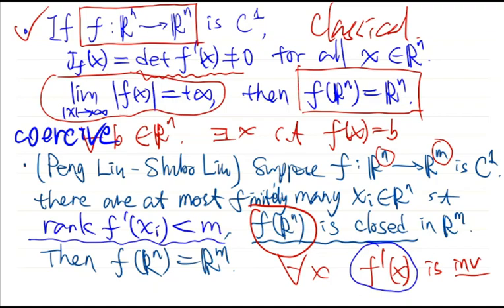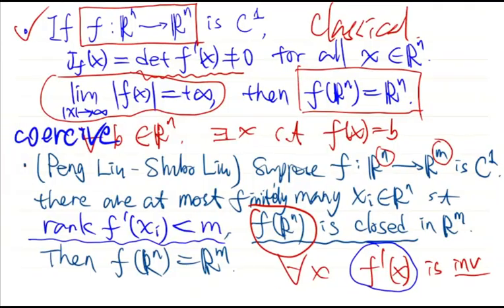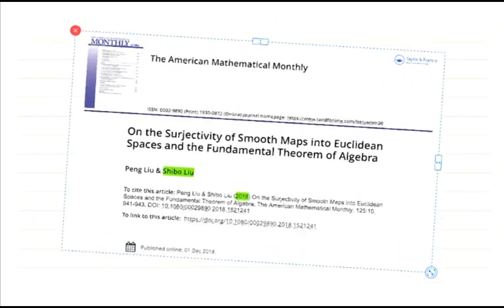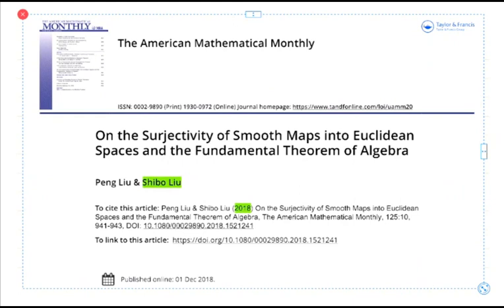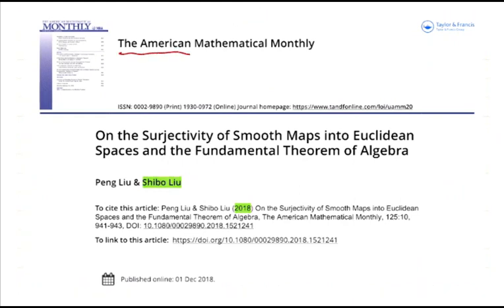Okay, so our paper has been published in 2018 in the American Mathematical Monthly. So this is the title page of our paper. This paper is suitable for second year undergraduate students. And I hope after we study the inverse function theorem and the implicit function theorem, you can have a look at this paper. Okay.